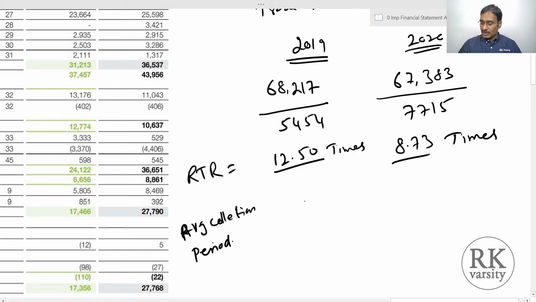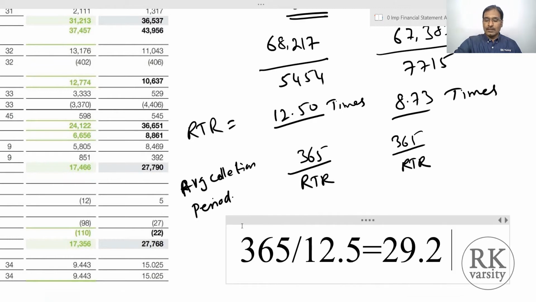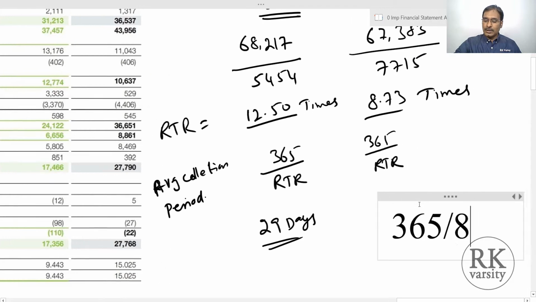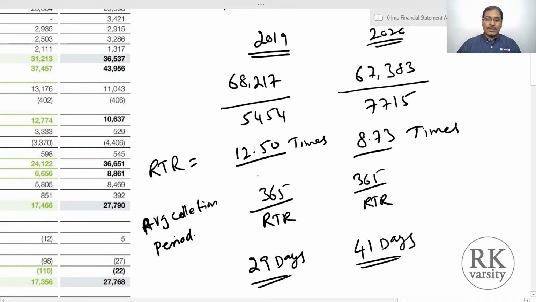Now we convert it into the average collection period. So your average collection period is 365 upon receivables turnover ratio, and here also the same, 365 upon receivables turnover ratio. So this is 365 upon 12.5, 29 days, and here 365 upon 8.73, 41 days. If you observe here, the receivables turnover ratio for the financial years 2019 and 2020 of Bharti Infratel: in 2019 the receivables turnover ratio is 12.5, whereas in 2020 it is 8.73.